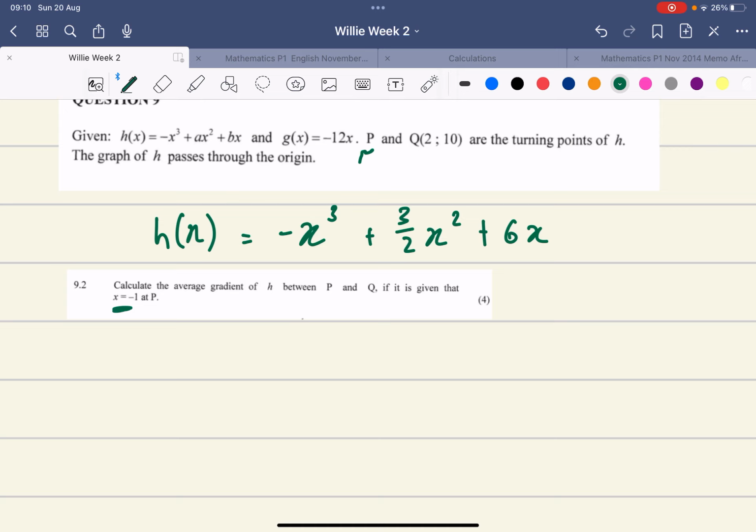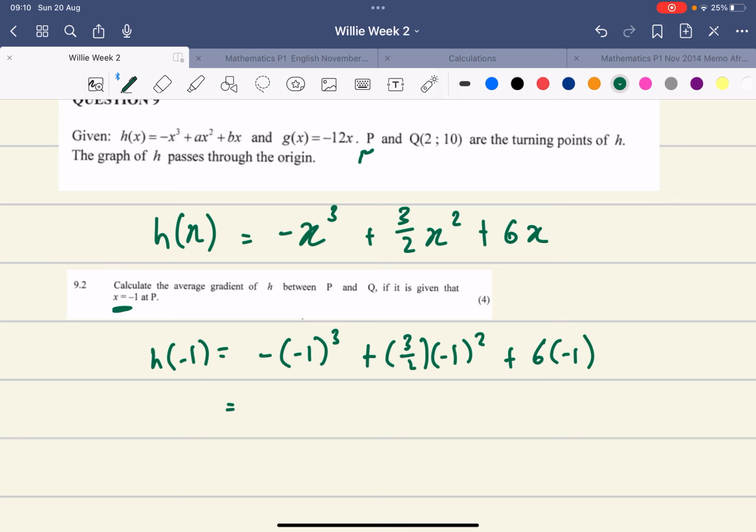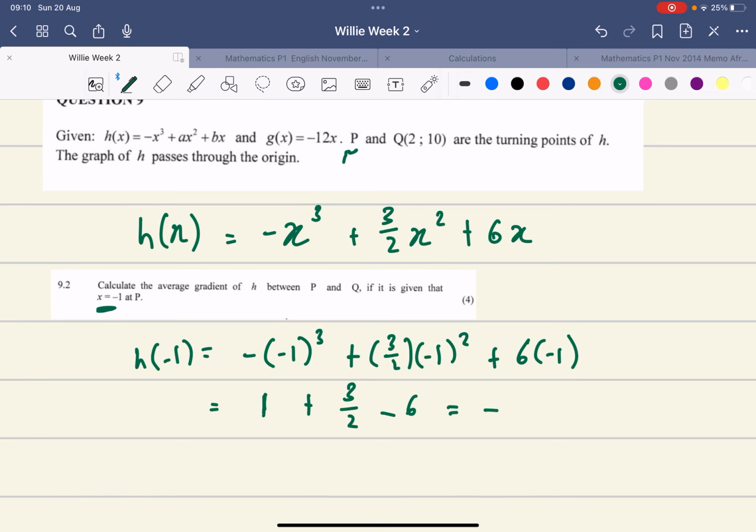We have the equation to find the y coordinate, because it's the y coordinate at -1 for the graph h. That means h of -1 is equal to minus (-1) cubed plus 3 over 2 times (-1) squared plus 6 times -1. Minus (-1) cubed is minus -1, so we get +1, plus 3 over 2 minus 6. If you plug that into your calculator, you'll get minus 3,5.